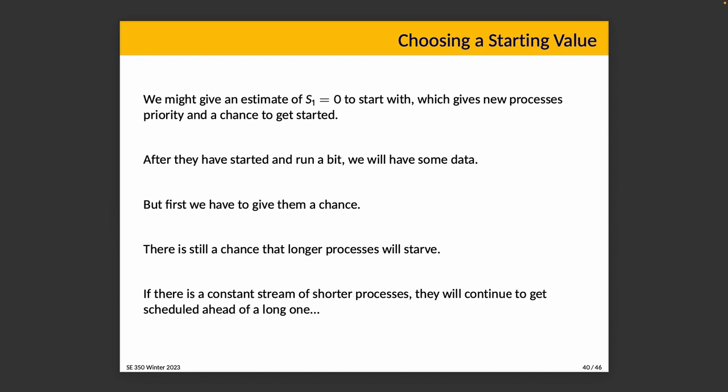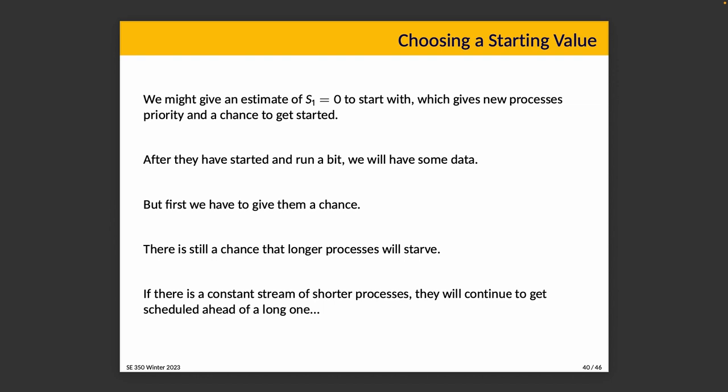Giving them this is sort of like saying, we trust you, and then we'll see what they actually do. It's reasonable as a first approach. First, we have to give them a chance. Now, there is a chance in such a routine that longer running processes will actually starve. If there's a constant stream of shorter processes, the short ones will continue to get scheduled ahead of the longer ones. So the longer ones just keep getting pushed back over and over again. And that's not ideal, right? It's not something that we would feel good about because it's kind of unfair, right?